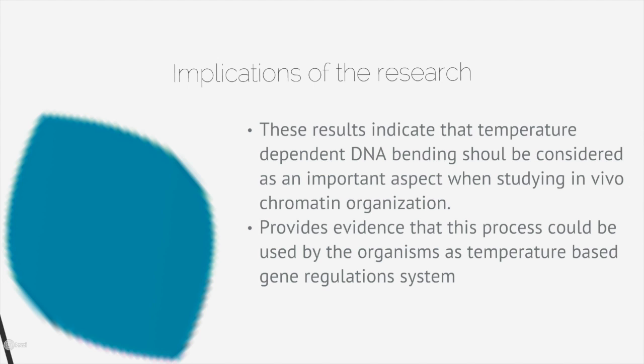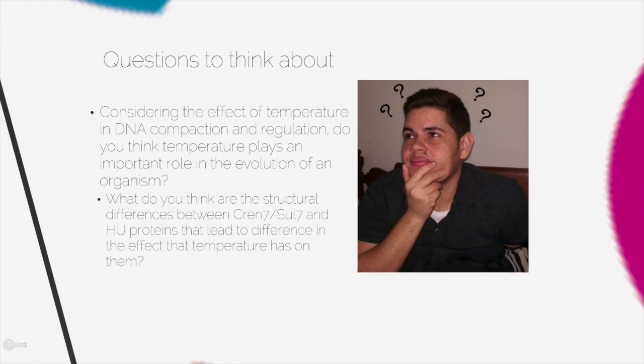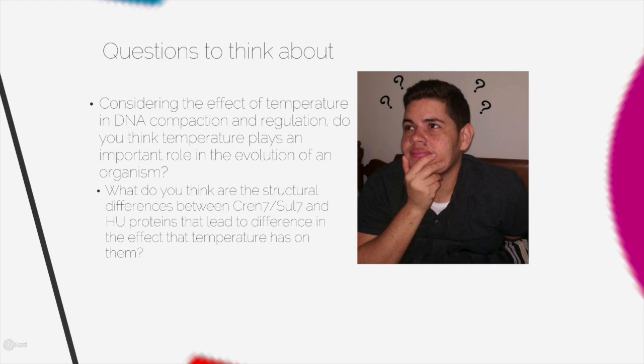The research results point out that the temperature becomes especially important when considering the organization of organisms that thrive naturally in temperatures that are different than room temperature. Moreover, this research also provides some evidence that various organisms use temperature as a secondary gene regulation system. Fluctuation in temperature can lead to compaction or extension of DNA, thus exposing different parts of it and leading to varied gene expression. Now, we would like to leave you with some questions to consider.